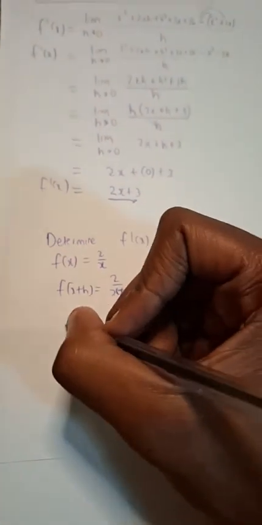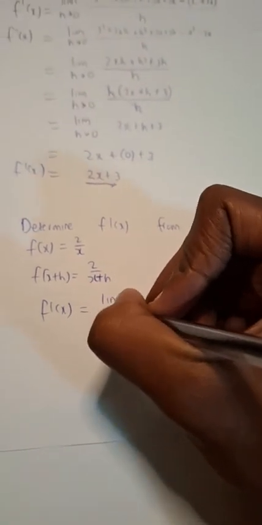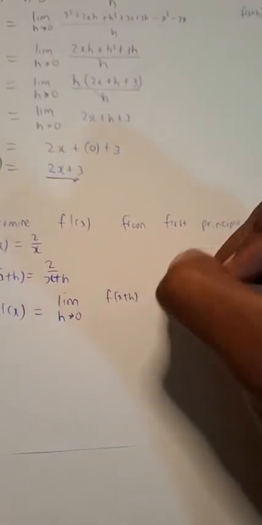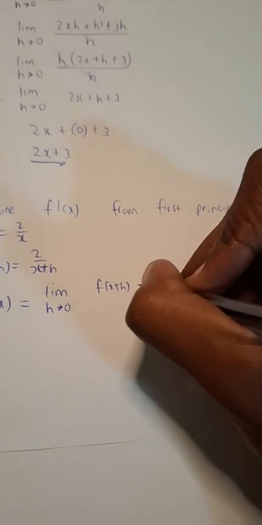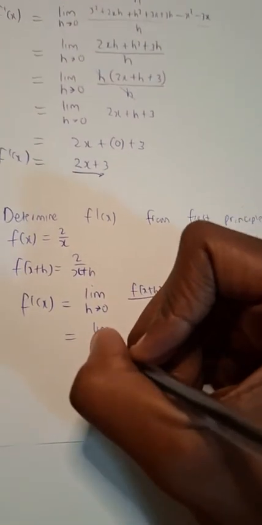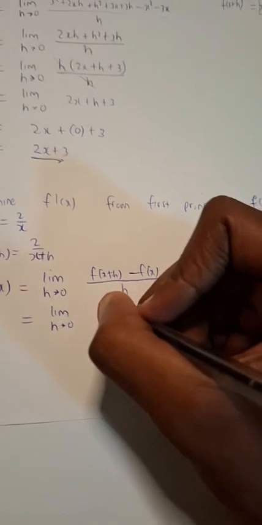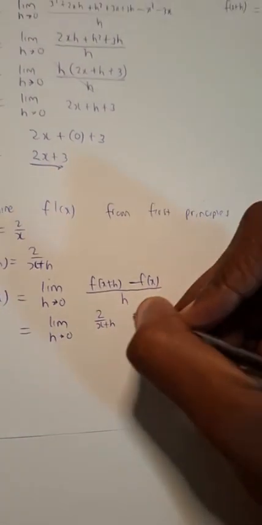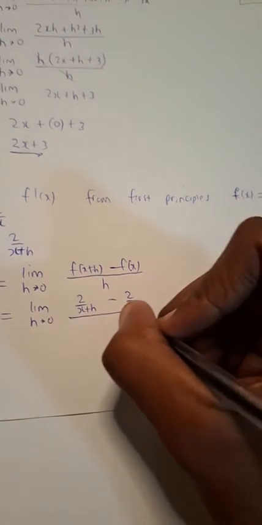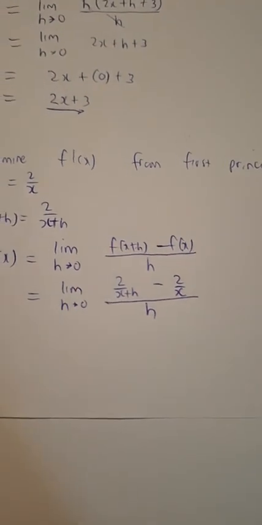Now we can use the definition: limit as h approaches 0 of f of x plus h minus f of x over h. Seems like we're ready to rumble. F of x plus h, what will we substitute there? We're going to substitute 2 over x plus h minus f of x, and we substitute 2 over x. The whole thing over what? Over h.